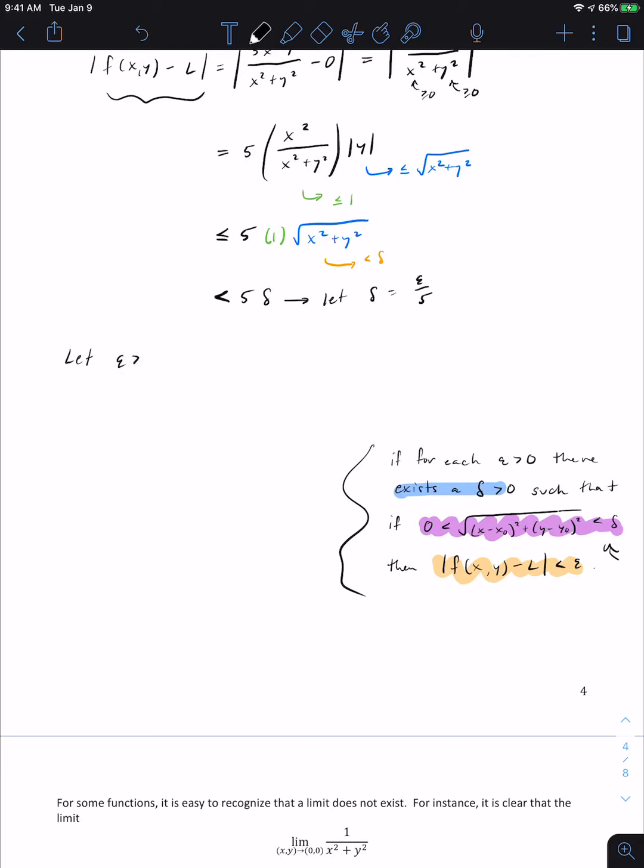Okay, so let epsilon be greater than 0. Then there exists delta equal to epsilon over 5 such that if, what do we have happen? If 0 is less than, well, here's our definition, the purple thing. If 0 is less than that, and so on.